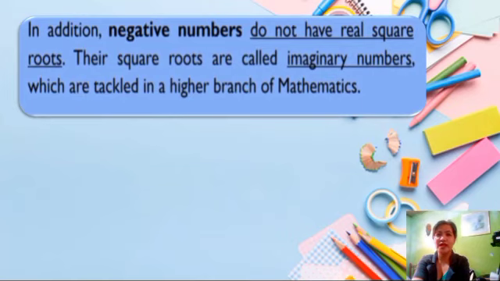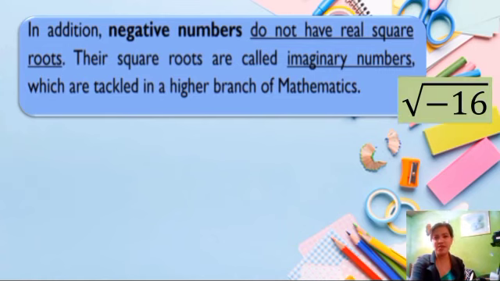In addition, negative numbers do not have real square roots. Their square roots are called imaginary numbers. For example, square root of negative 16. It has no specific roots. We call it imaginary numbers, which are being tackled in a higher branch of mathematics. So I just showed that to you.